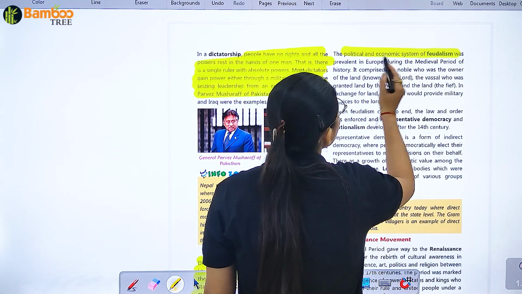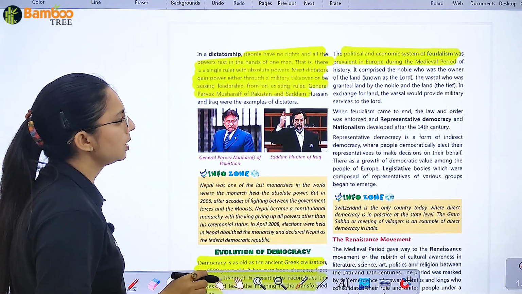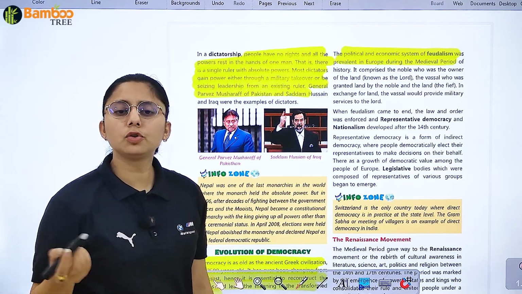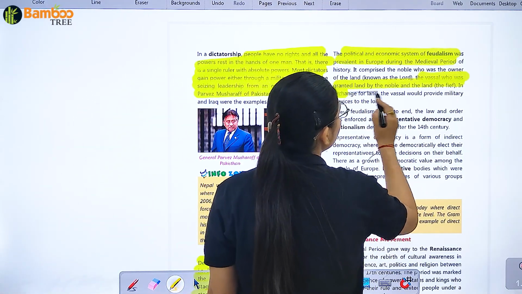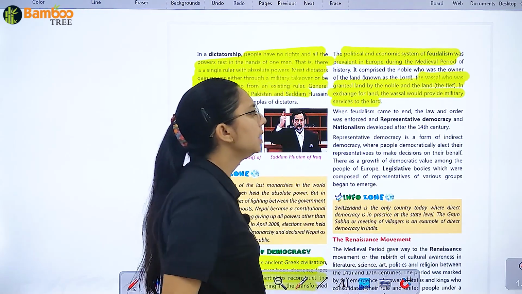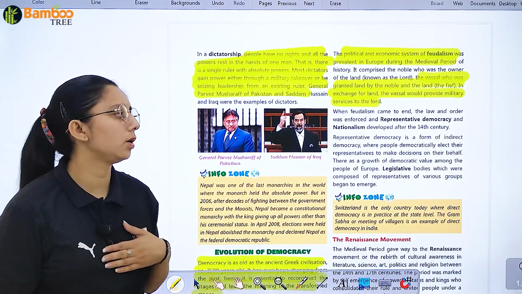The political and economic system of feudalism was prevalent in Europe during the medieval period. It comprised nobles, जो land owners होते थे, ठीक है. The vassal was granted land by the noble, and in exchange for land, the vassal would provide military services. ये military services provide करते थे lords.